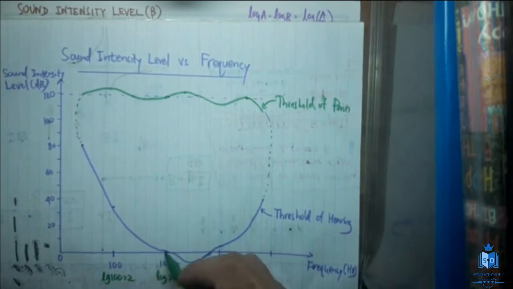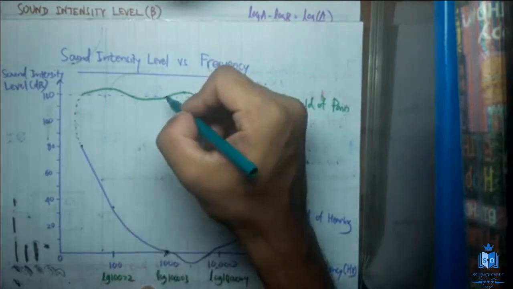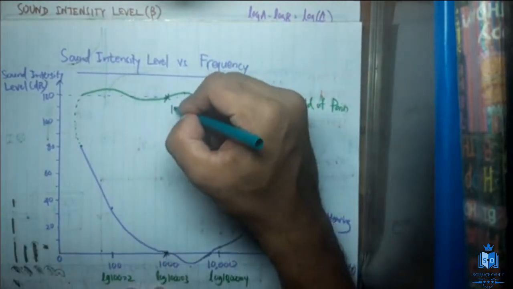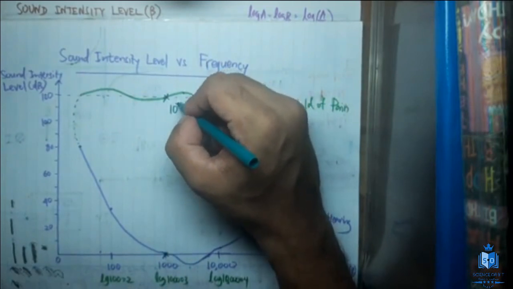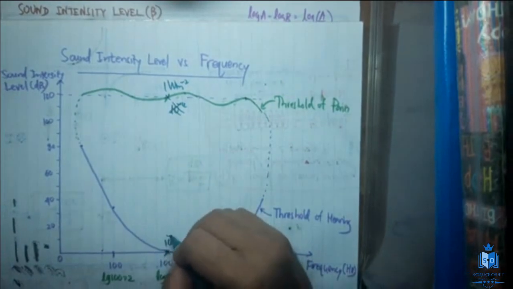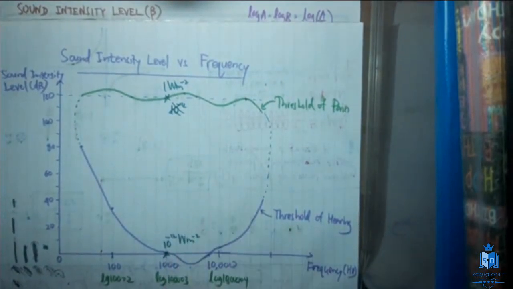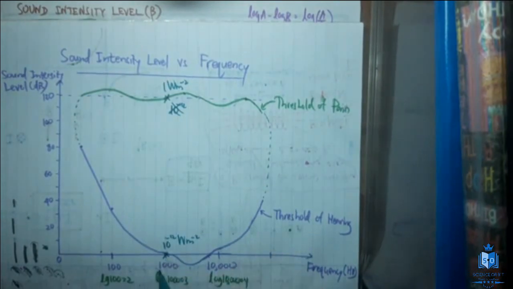So these two points are the important points. We already know these two points. This is the threshold of hearing. This is the threshold of pain. This is 10 to the power 0, which is 1 watt meter minus 2. And this is 10 to the power minus 12 watt meter minus 2, the threshold of hearing, and this is the threshold of pain at 1000 hertz. These are the normal values we use, but for different values it will be different.